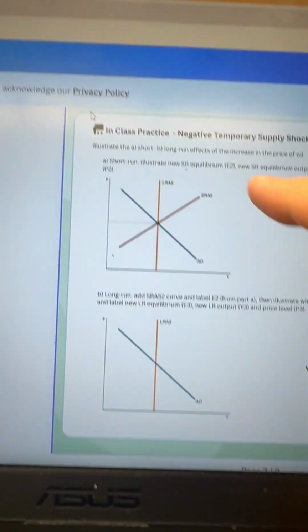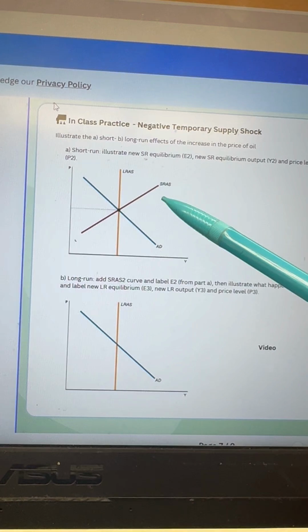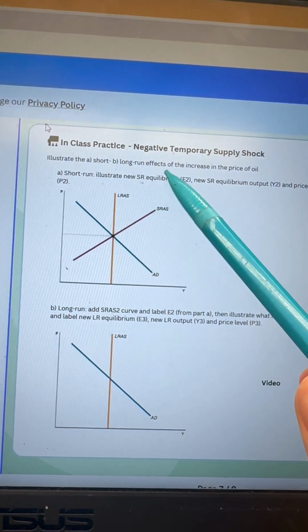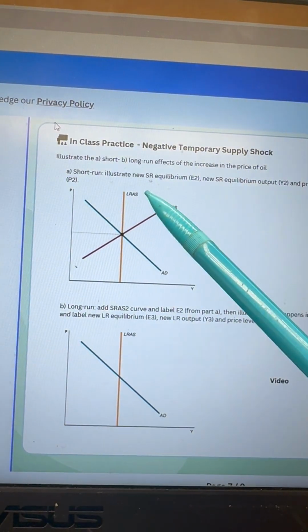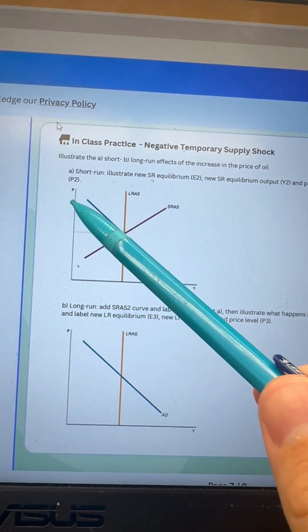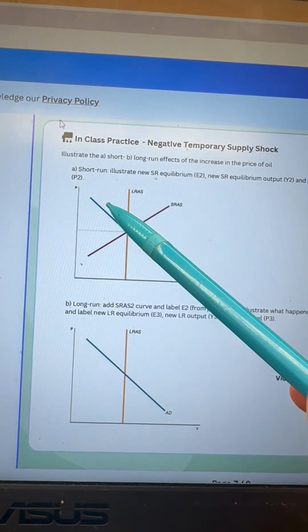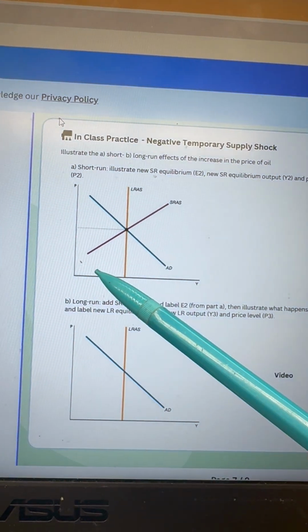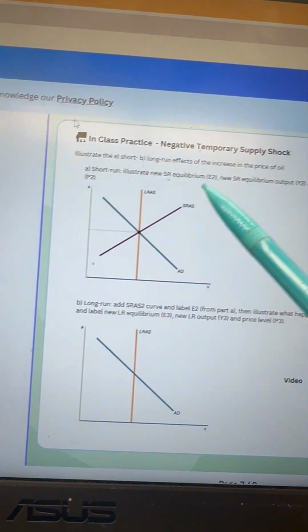run. So for this graph, for example, the red line is the short run aggregate supply. In here it says long run effects of the increase in the price of oil. Now, if the price of oil increased, for example, the supply curve, the red one, would shift to the left. It would make the price more expensive, and there will also be less people wanting to buy it because the demand would be lower as well.